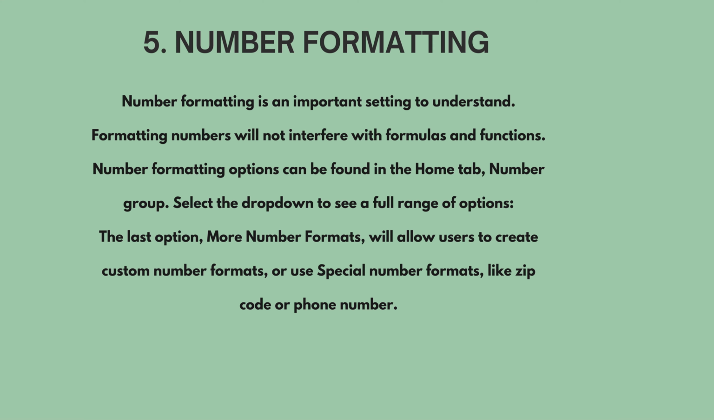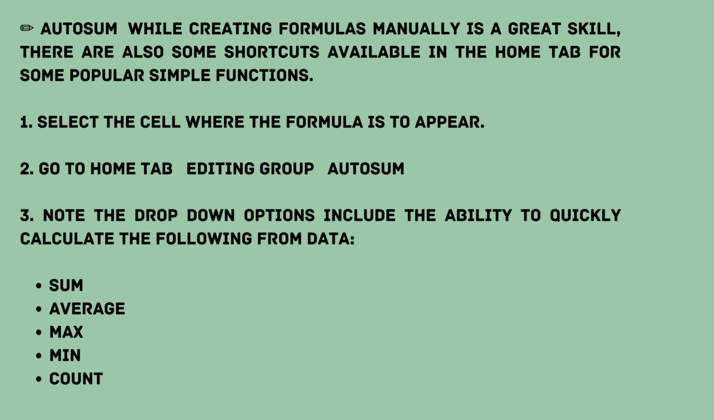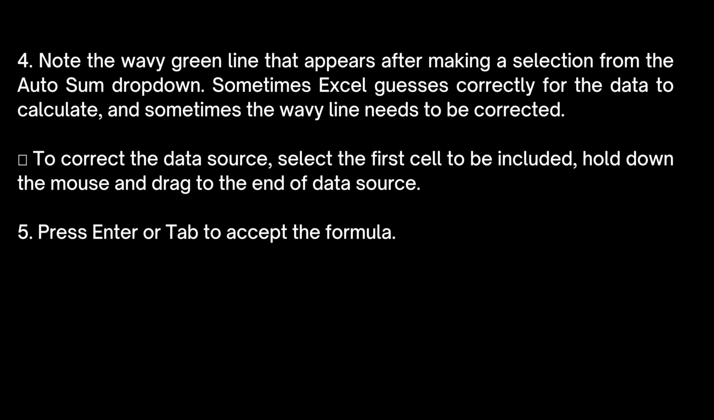AutoSum. While creating formulas manually is a great skill, there are also some shortcuts available in the Home tab for some popular simple functions. 1. Select the cell where the formula is to appear. 2. Go to the Home tab, Editing group, AutoSum. 3. Note the drop-down options include the ability to quickly calculate the following from data: sum, average, max, min, count.